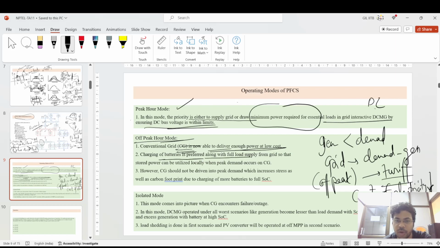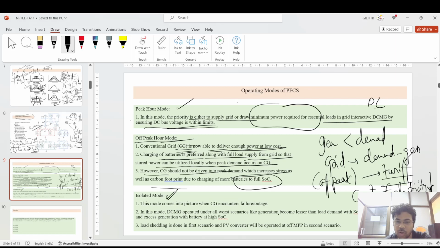And the second is the charging of the battery. It is preferred with the full load supplied from the grid, so that the stored power can be utilized locally when the peak demand occurs on the central system, that is the CGs, conventional grid. However, these CGs are driven into peak demand, which increases stress and the discharging of the full SOC of the battery. So basically, in the off peak hours you can charge the battery itself, utilizing the low tariff of electricity at that particular time.